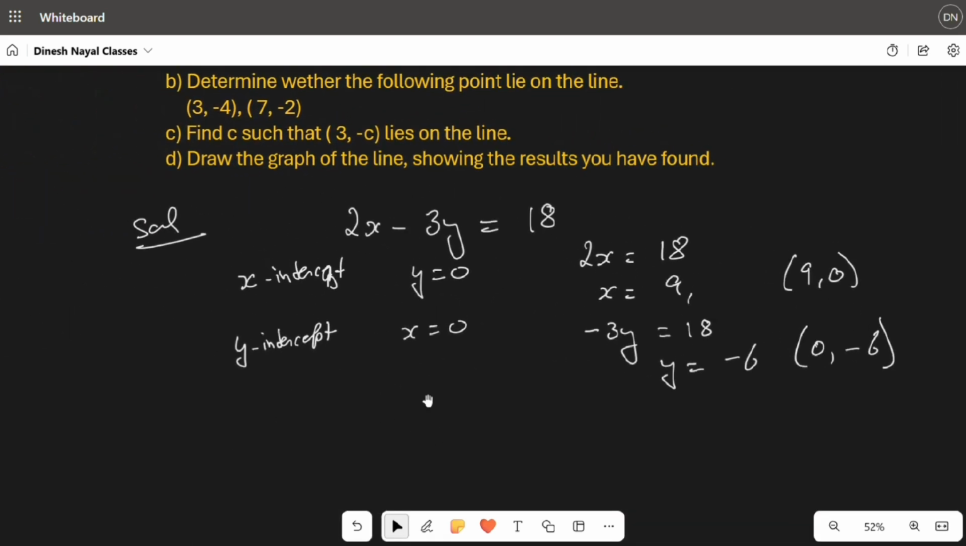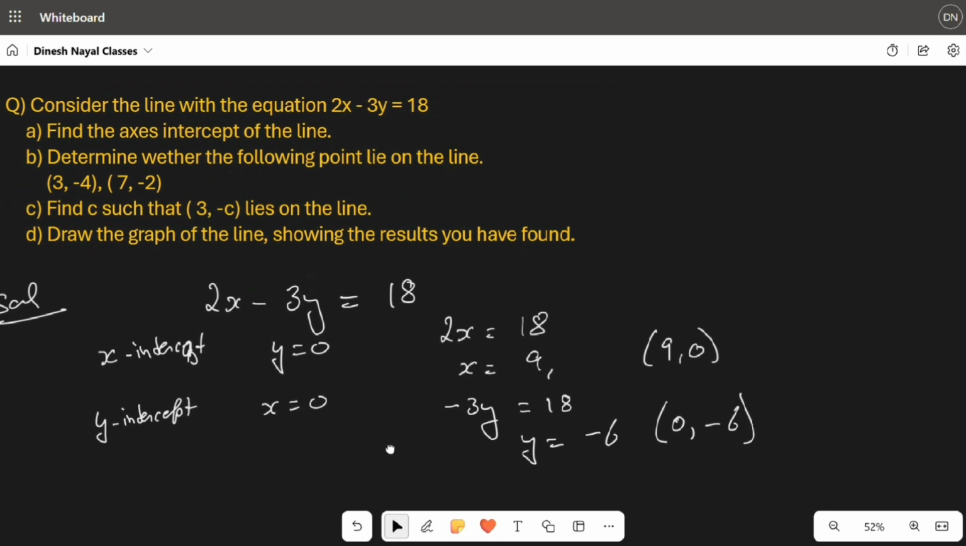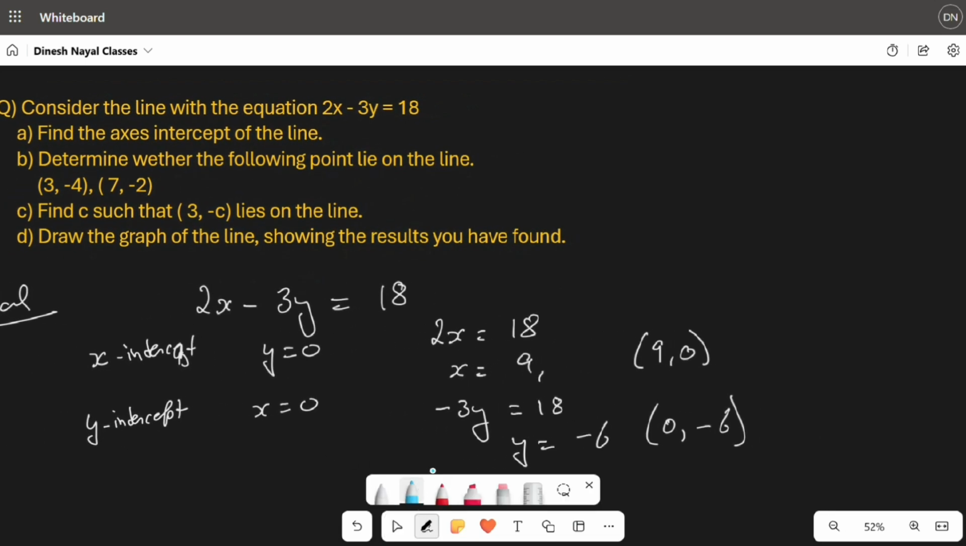So okay, now what's the B part? B part is determine where the following point lie on the line. Okay, so we can do it over here. Now the B part is 3 comma minus 4. So see, what do you have to do? You just have to substitute in this 2x minus 3y, that should be equals 18.